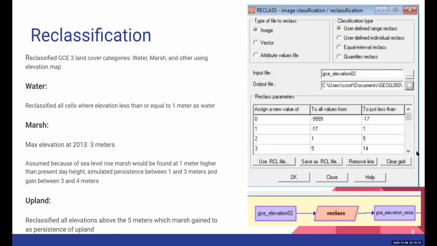This is our reclassification. We decided to use a simple reclass of the 3 land cover categories based on elevation. We assumed that if sea level rose by 1 meter, all areas at 1 meter or below in elevation would be submerged in water. Furthermore, we assumed based on our research that given enough time, the marsh would increase by 1 meter in elevation as the water rose by 1 meter, because the land would be saturated with enough water for marshland to develop.